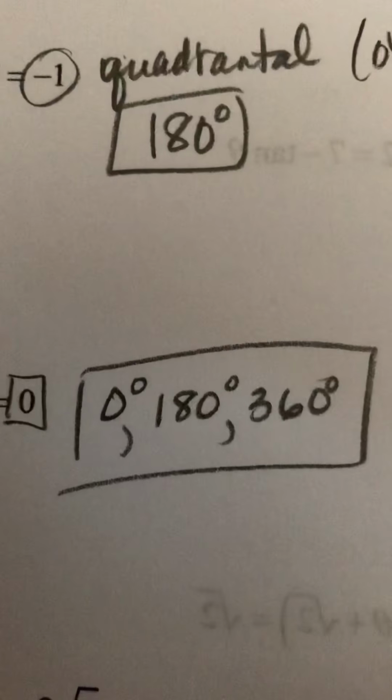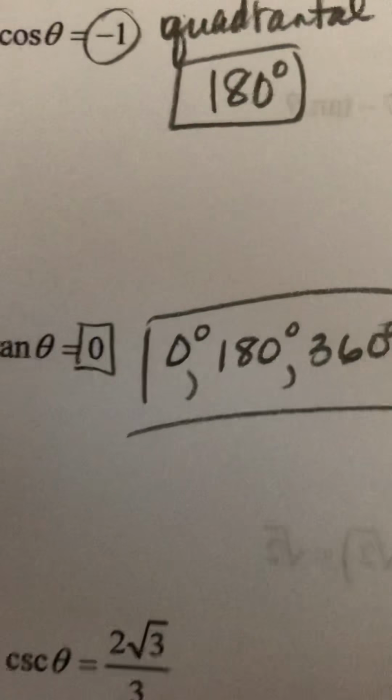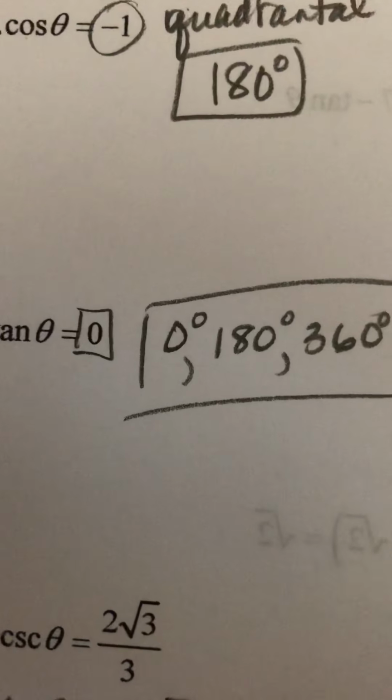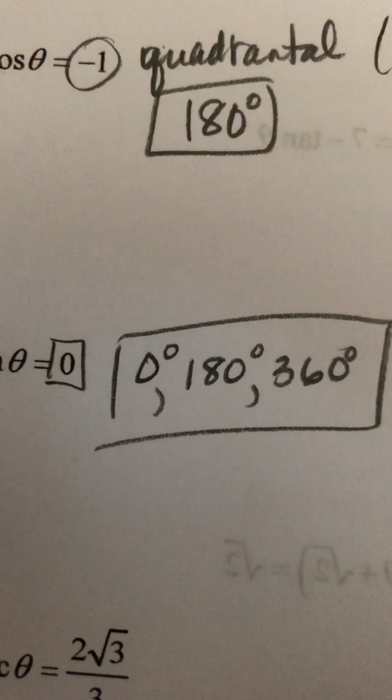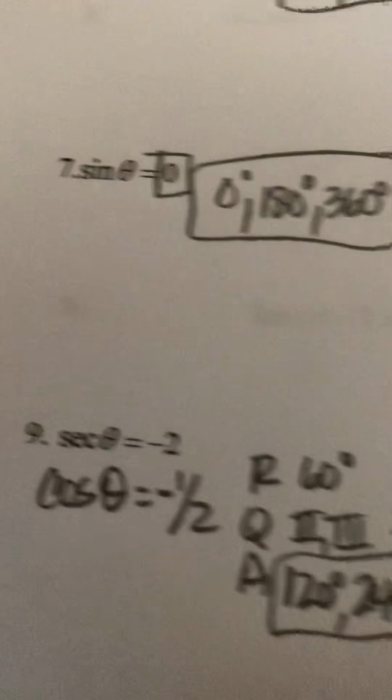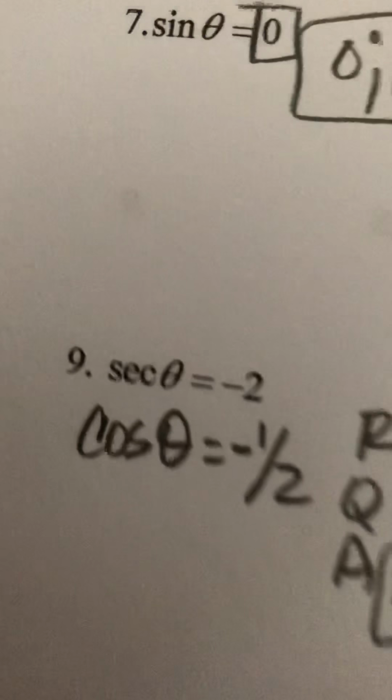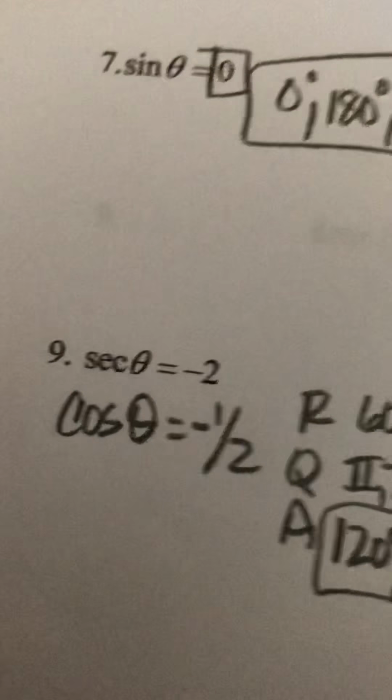And then tangent kind of goes with sine. Whenever sine is 0, tangent is 0. So again, from the chart on page 4, that's 0, 180, and 360. Now the last two are using our reciprocal functions.